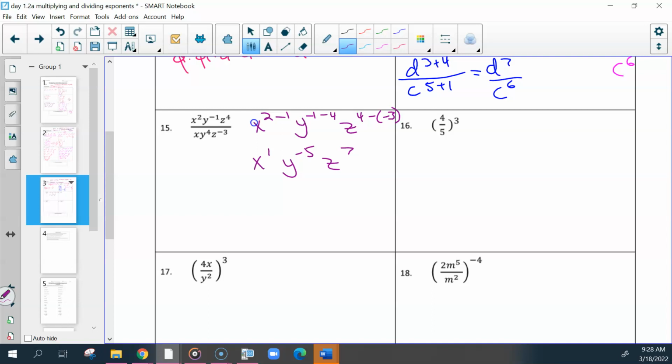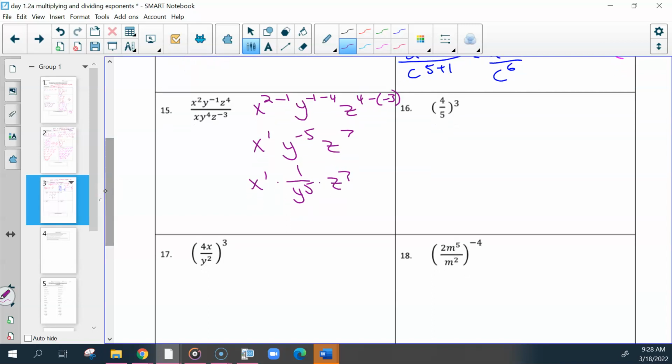The y to the negative 5. And what would that be? 1 over y to the 5th. And then simplified fraction, what would this be? X z to the 7th over y to the 5th. Questions on that one?